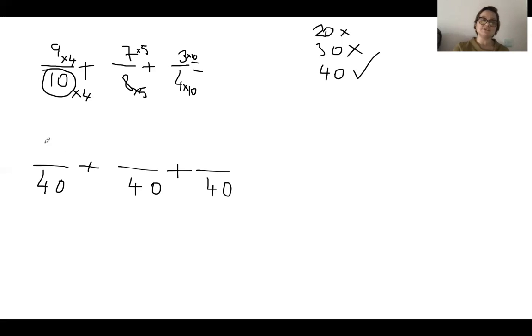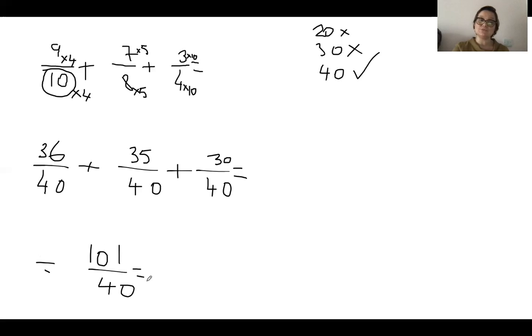And now let's write the new numerators. 9 times 4 is 36. 7 times 5 is 35. 3 times 10 is 30. Let's add the numerators together because all the denominators are the same. So 36 plus 35 is 71. 71 plus 30 is 101. 101 over 40. Again, this is an improper fraction.